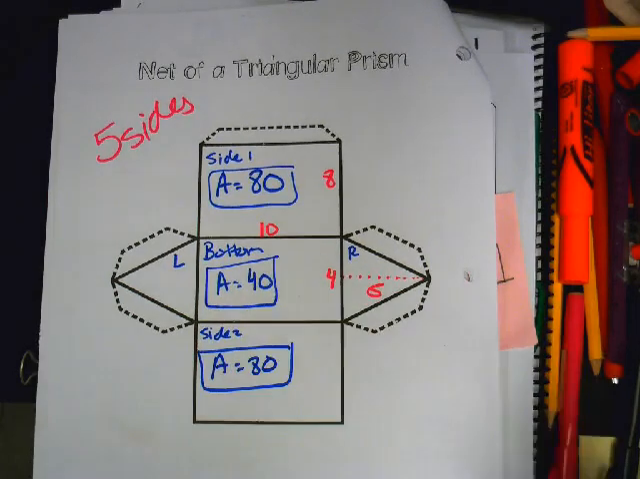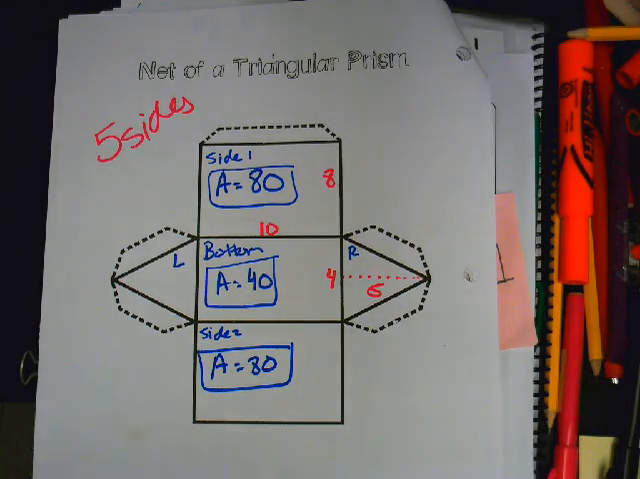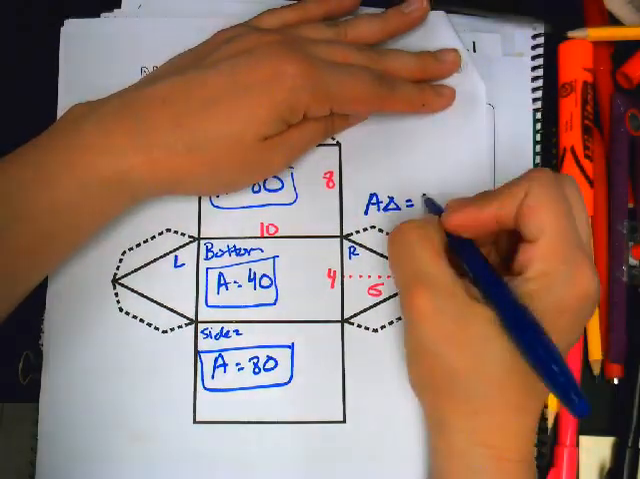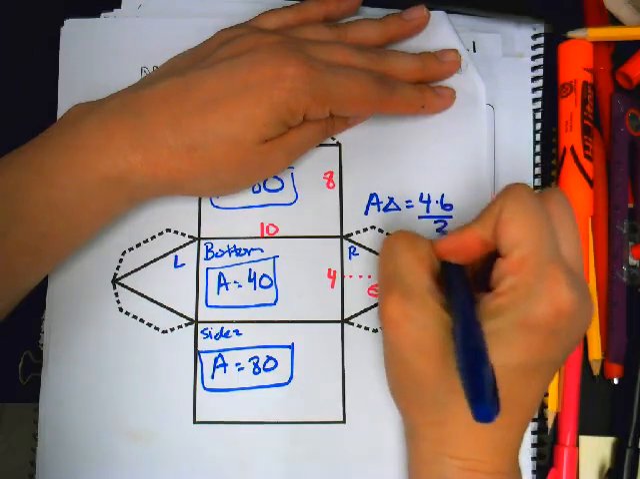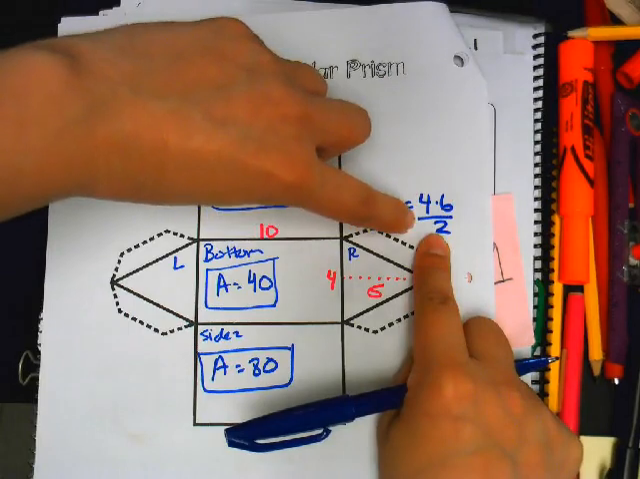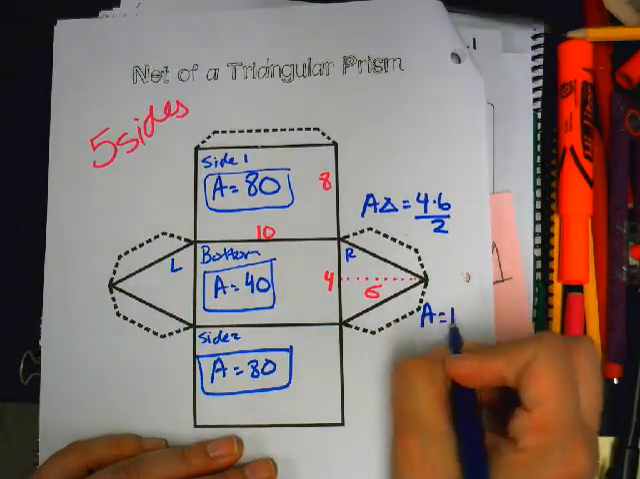All right, now the triangles. How do I find the area of a triangle? Base times height divided by 2. Hence, you had it on the do now to prepare you for today. So the area of the triangle is 4 times 6 divided by 2. What would that be? 12. So this area is equal to 12.